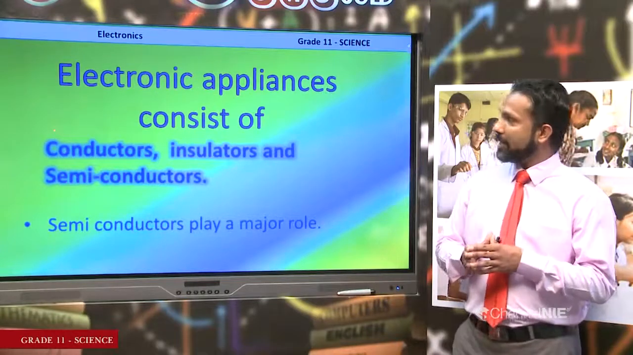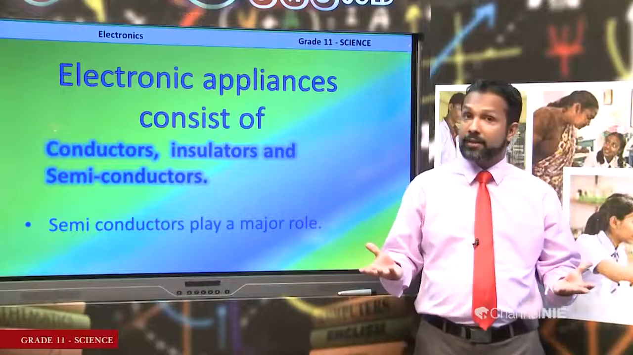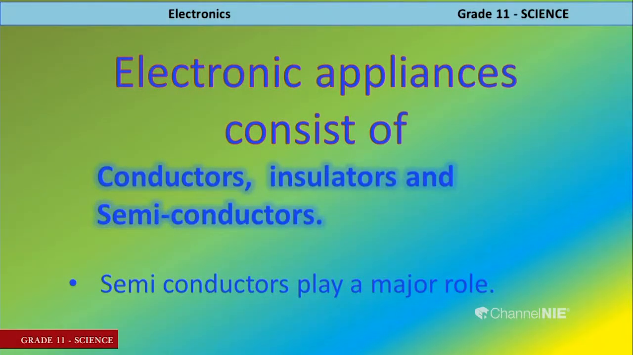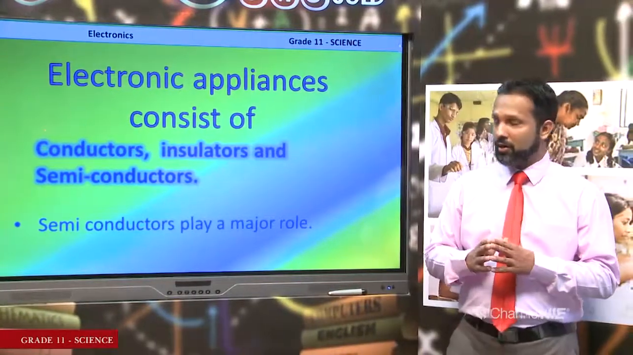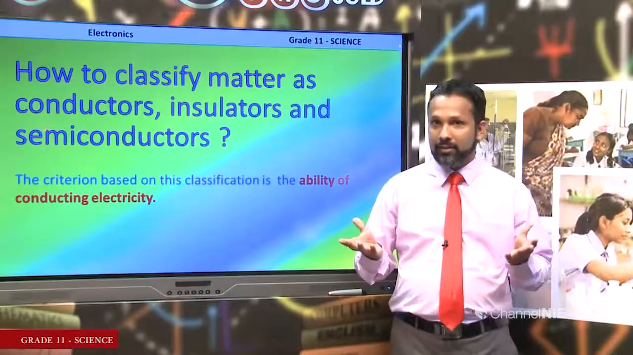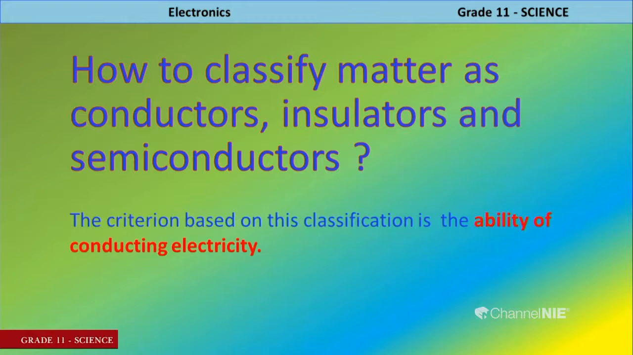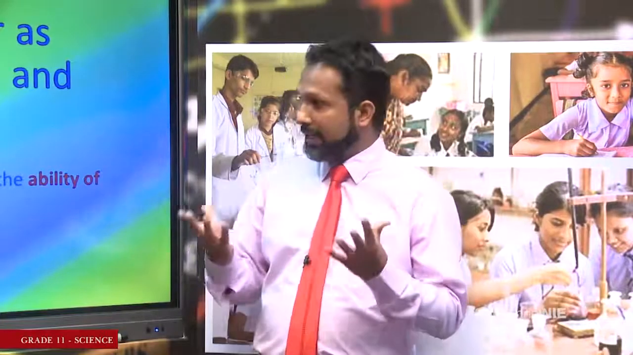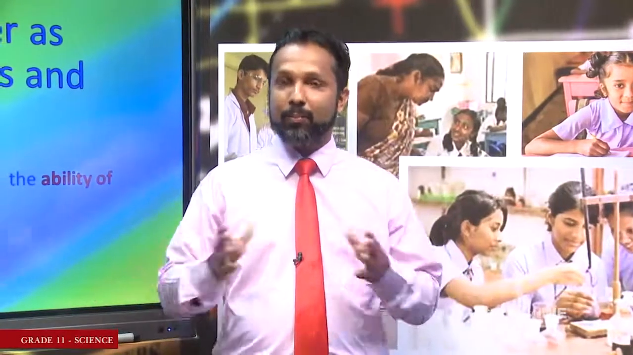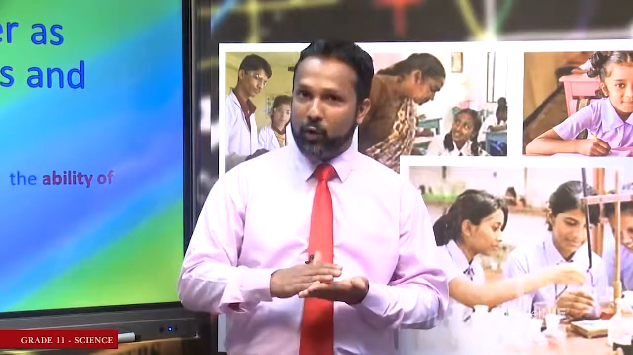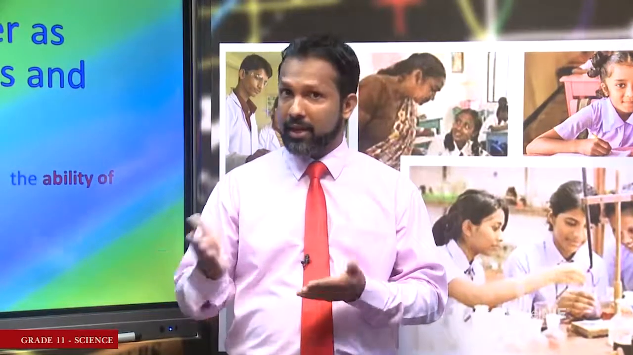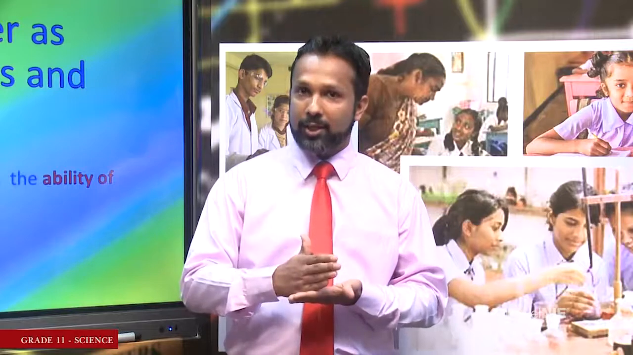Electronic appliances consist of conductors, insulators, and semiconductors. You have heard about conductors, insulators, and semiconductors. When you think about these, semiconductors play a major role, right? How do we classify matter into three categories as conductors, insulators, and semiconductors? The criterion for this classification is the conductivity of electricity, or the ability of conducting electricity through these materials, because the conductivity of electricity differs among conductors, insulators, and semiconductors. Let's learn how it differs from one material to another.